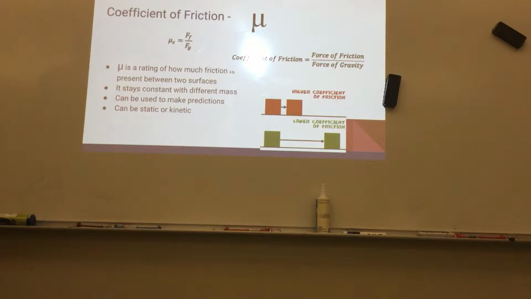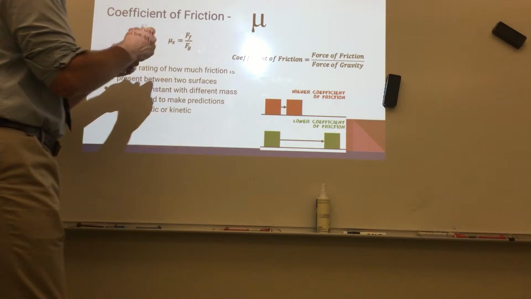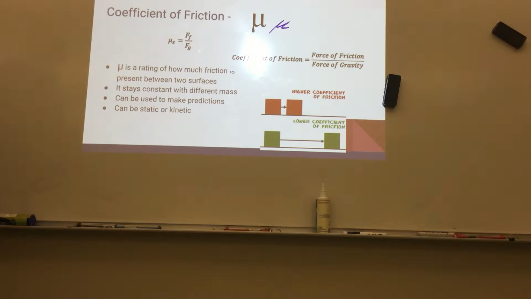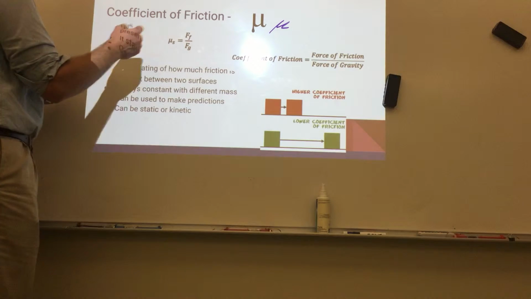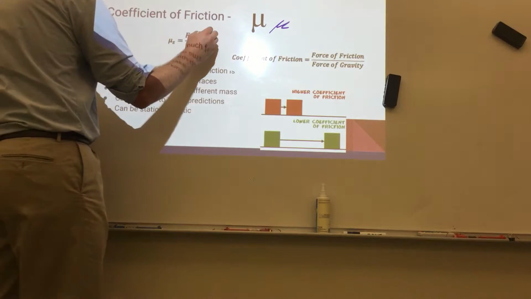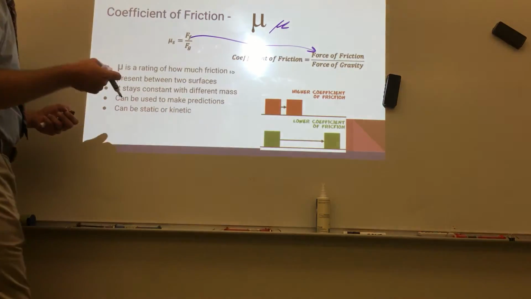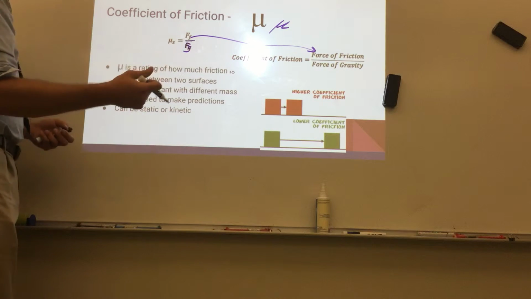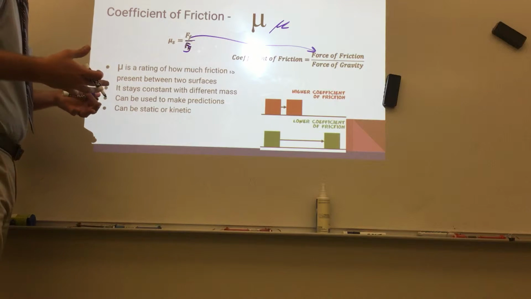You should probably copy down this slide here. The general idea is that the coefficient of friction, mu, I might sometimes write it like that. Mu is basically a rating of how much friction is present between two surfaces. So what you do is you pull an object, force of friction, that's how much force it requires to pull an object, and you divide it by its force of gravity. So how much force it takes to lift something up, to pull it up.